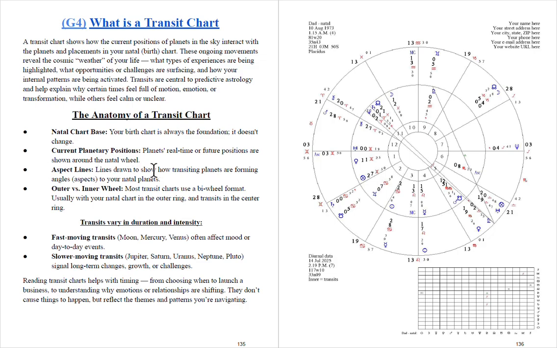Aspect lines are drawn to show how transiting planets are forming angles or aspects to your natal planets. So aspect lines show the angular relationship between the transiting planets and the natal planets themselves. These angles represent how planetary energies are interacting, whether harmonious or with tension. These types of aspects help describe how the experience may feel or how it actually unfolds for you. Aspect lines allow the astrologer to visually track active themes and pressure points in the chart itself.